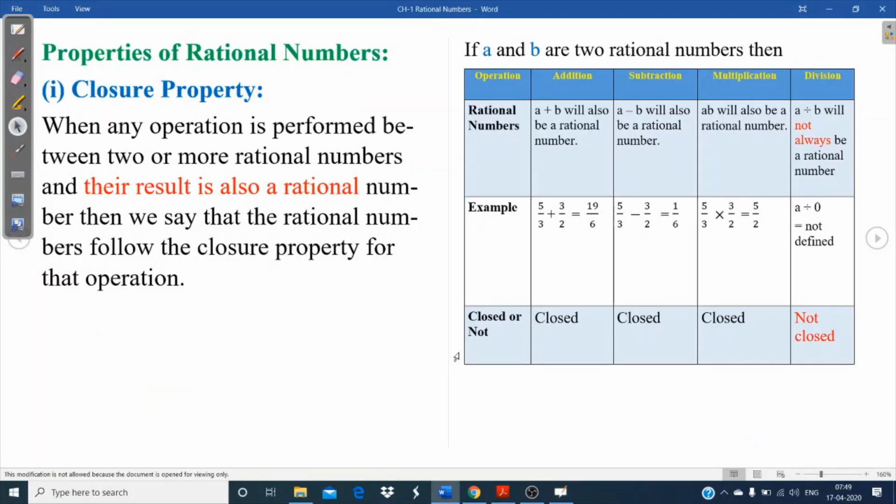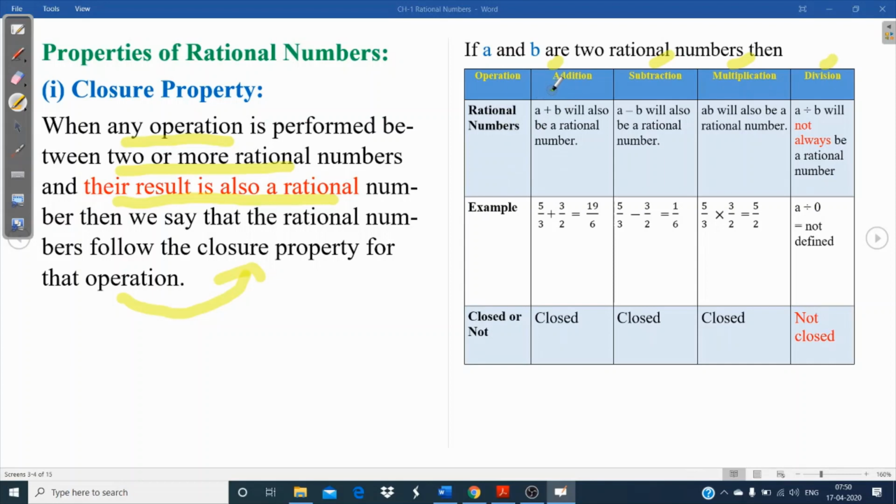Now students, we will see some properties of rational numbers. Our first property is the closure property. Closure property states that when any operation is performed between two or more rational numbers, the operation here meaning any type of operation such as addition, subtraction, multiplication, division, the result will also be a rational number. And if you are getting a rational number as a result, then we can say that the operation follows the closure property. Now we will see this with a few examples.